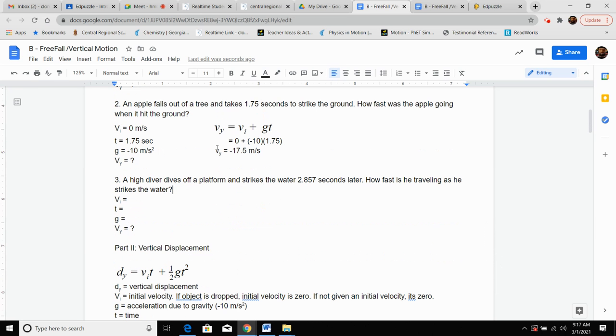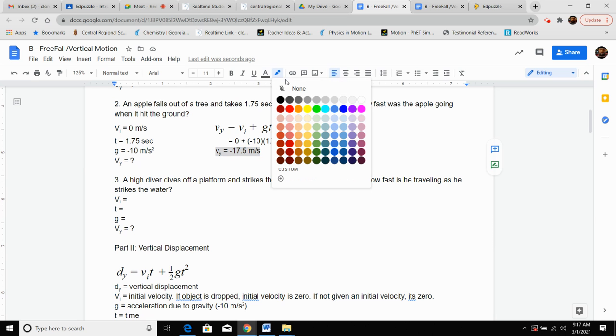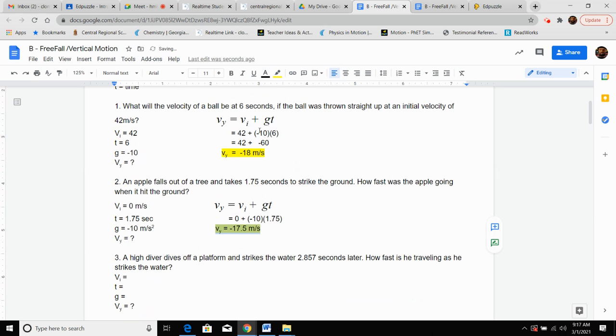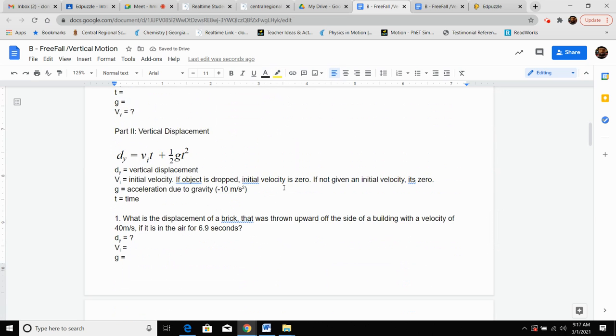All right, so that, guys, will be done. Number 3 will be done just like number 1 and 2. So then I want to get into the vertical displacement portion. So in this case, d sub y is going to be our variable for vertical displacement.